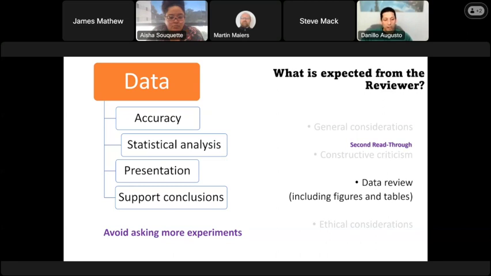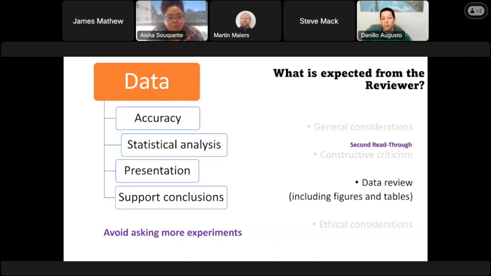One thing that I would like also to mention is to avoid asking for more experiments. We have to have in mind that if the authors had how to do more experiments, they would probably have already done it and put it in the paper. So sometimes it could be that, oh, this is a very easy experiment to do. Maybe the authors did not even think about it. Oh, maybe it's a good suggestion.